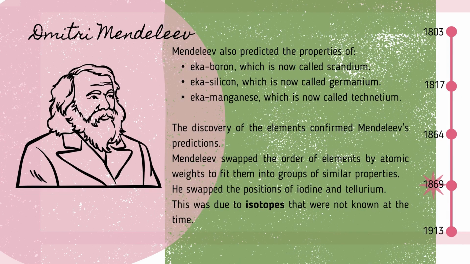Mendeleev also predicted the properties of Eka boron, which is now called scandium, Eka silicon, which is now called germanium, and Eka manganese, which is now called technetium. The discovery of the elements confirmed Mendeleev's predictions. Mendeleev swapped the order of elements by atomic weights to fit them into groups of similar properties. He swapped the position of iodine and tellurium. This was due to isotopes that were not known at that time.